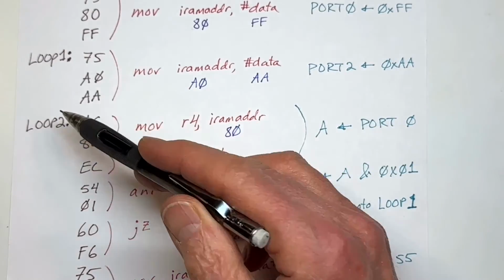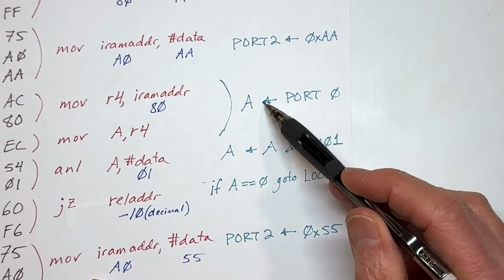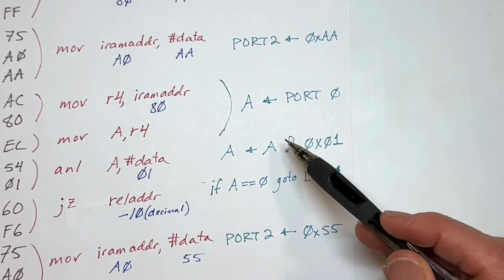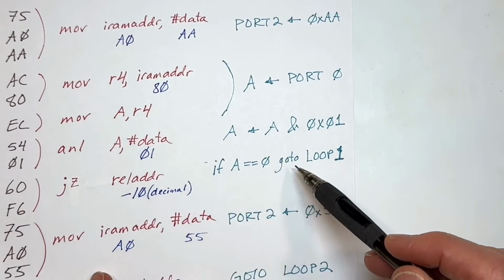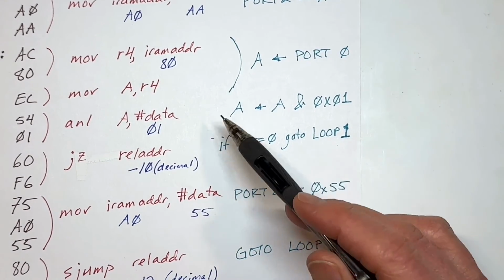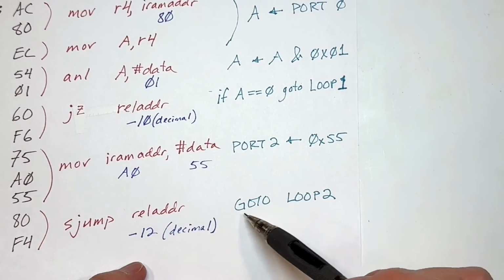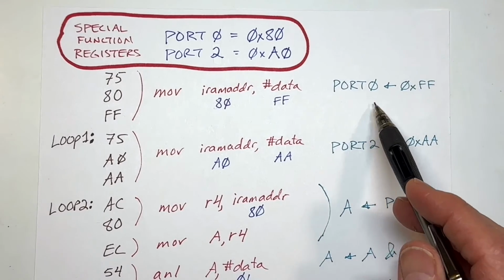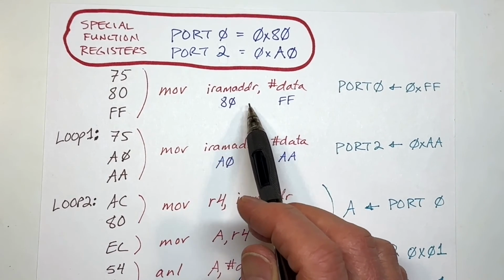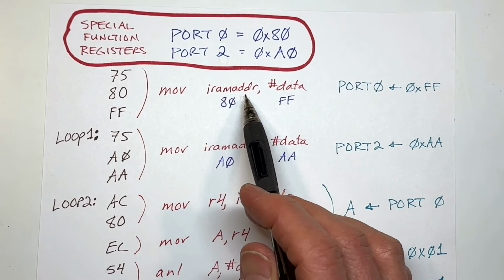We've got a couple of labels here. We're reading port 0 into the accumulator, doing the AND operation, doing the first test and going to loop 1, and then we're writing hex 55 to port 2 and then jumping to loop 2. Now let's see how each one of these is manifested as an AT51 instruction.